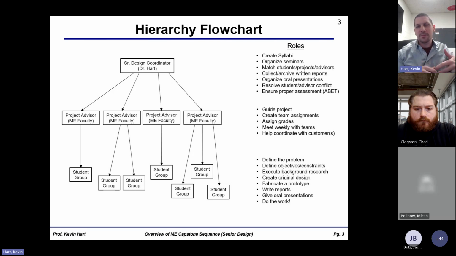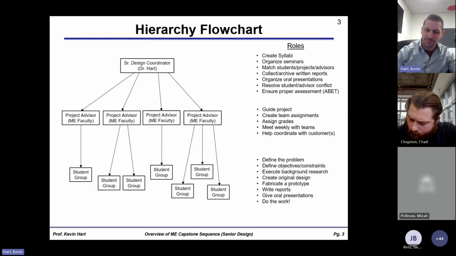They're going to maybe make some homework assignments for you or something like that because they're ultimately the ones responsible for your grade. So each individual advisor is going to give you your grade for the class. They're probably going to meet with you weekly, maybe more than that sometimes. And if you have a customer for your project, an industry sponsor, they're probably going to help coordinate some of those meetings with the industry sponsor.